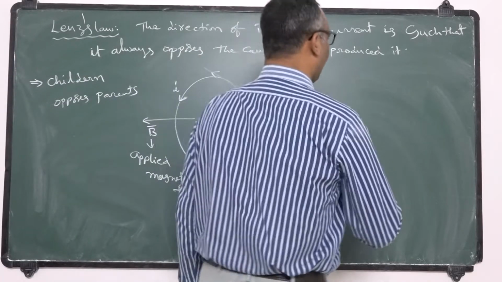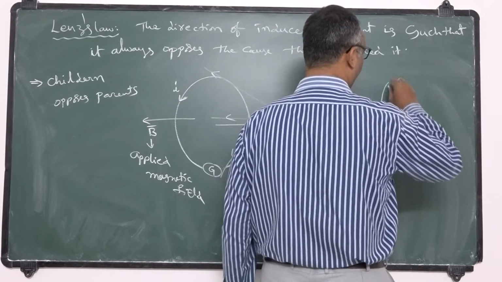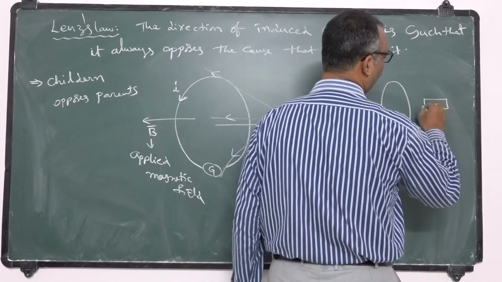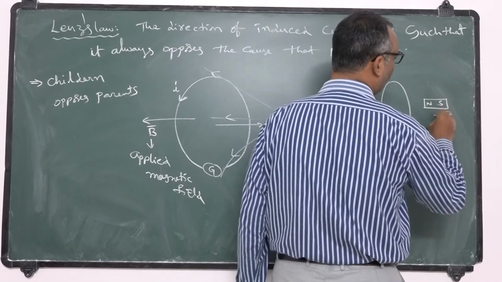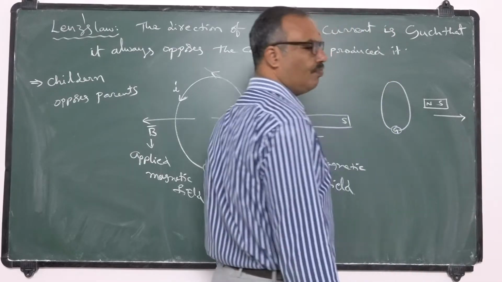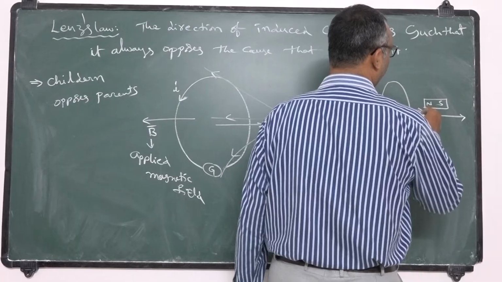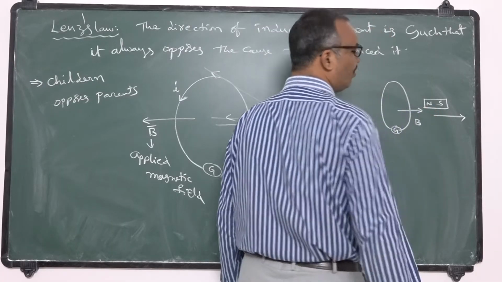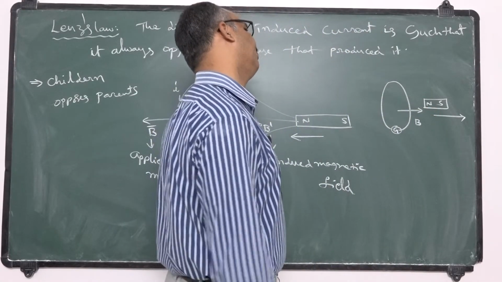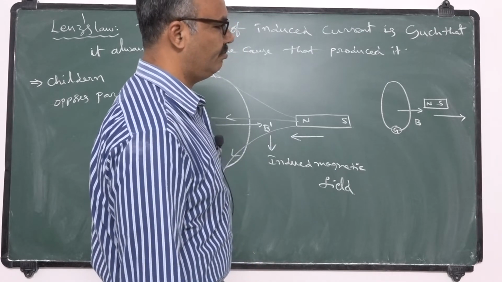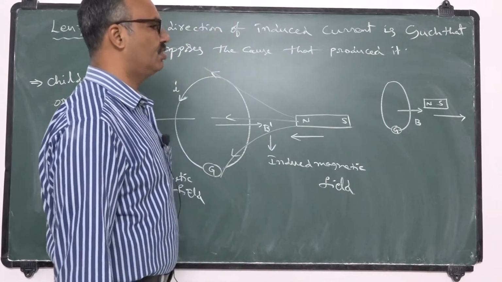The same is the case here. Here is the coil with the galvanometer. Here is the magnet having north pole and south pole moving away from the coil. Moving away from the coil means the applied magnetic field is in this direction.